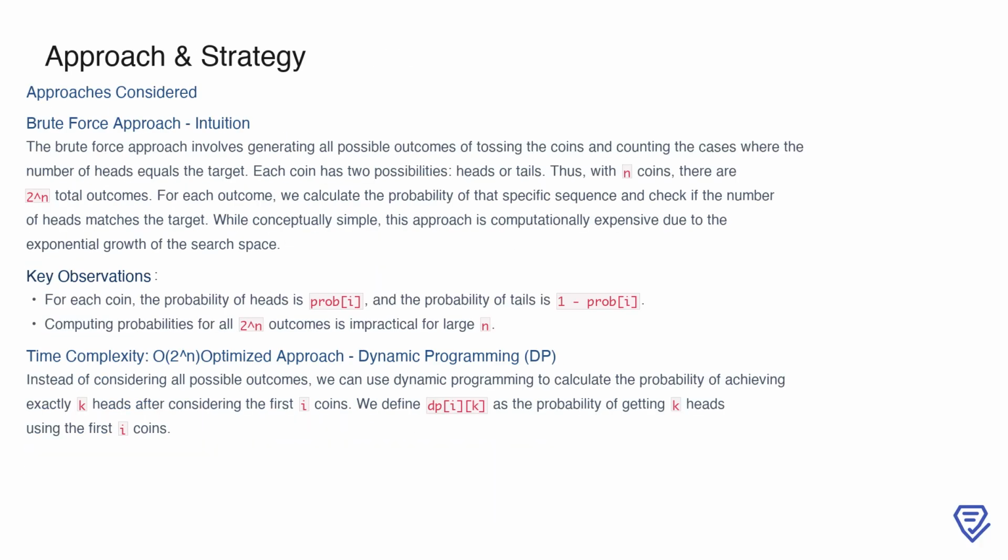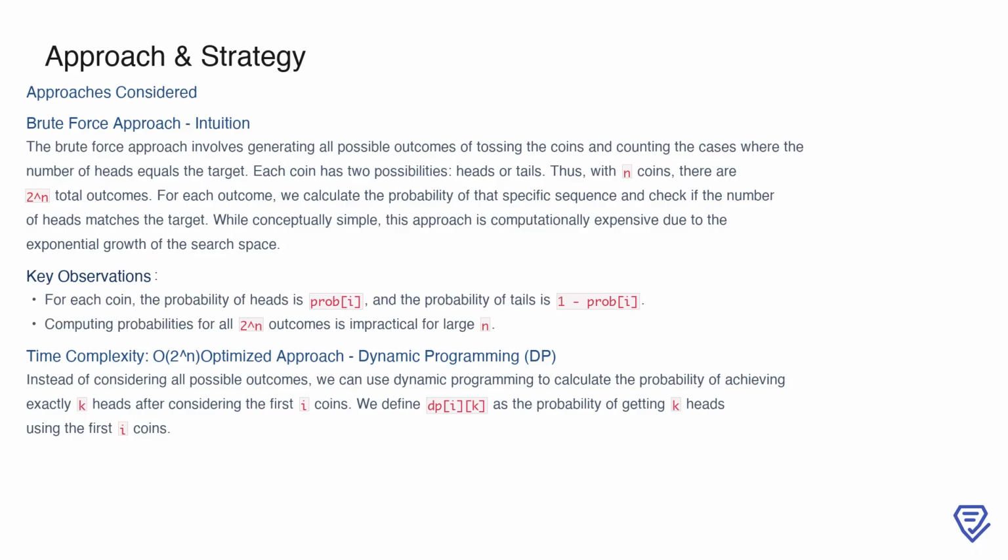To approach the problem, we first consider a brute force method. The intuition here is to generate all possible outcomes of tossing the coins and count the cases where the number of heads matches the target. With n coins, each coin has two possibilities, heads or tails, leading to 2^n total outcomes. For each outcome, we calculate the probability of that specific sequence and check if the number of heads equals the target. While this approach is straightforward and conceptually simple, its computational cost makes it impractical for larger values of n because the number of outcomes grows exponentially.